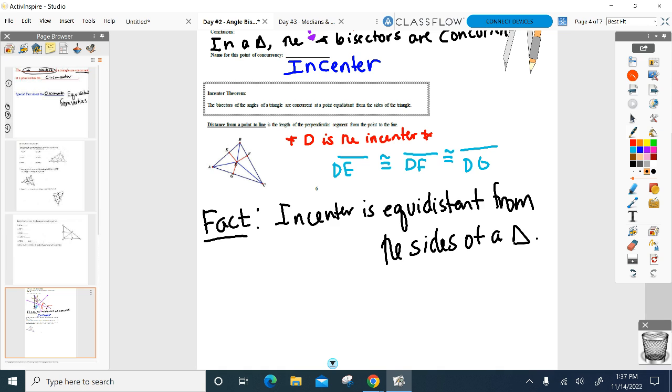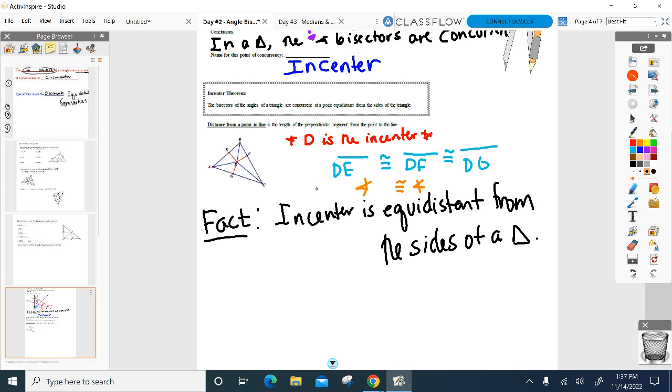Also, for a little bonus, there are multiple answers to this next question. If D is the incenter, can someone just name one pair of angles that are congruent up here? There's multiple answers up here, but I only want to write one. D is the incenter. It was formed by the angle bisectors.